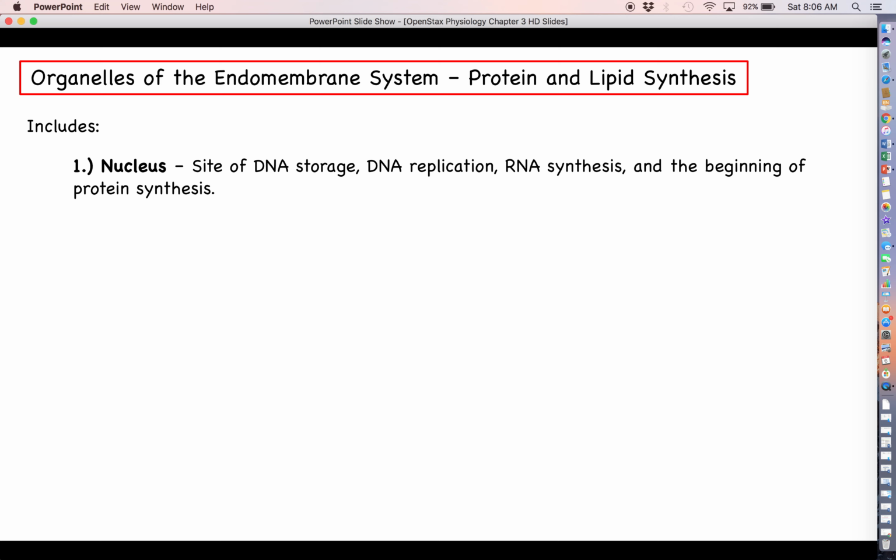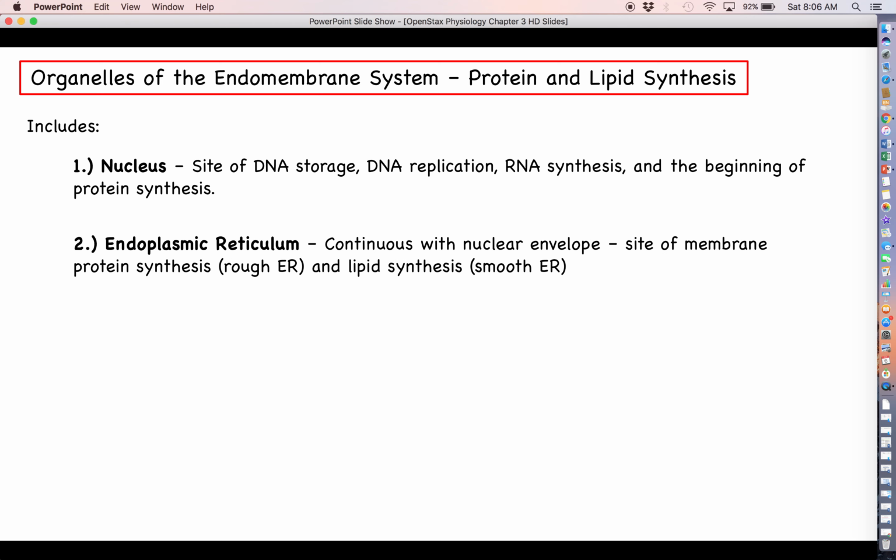This is also going to be the site of RNA synthesis, and we can talk about that in a later video when we start talking about protein synthesis itself, the very beginning of protein synthesis. Number two, the endoplasmic reticulum.